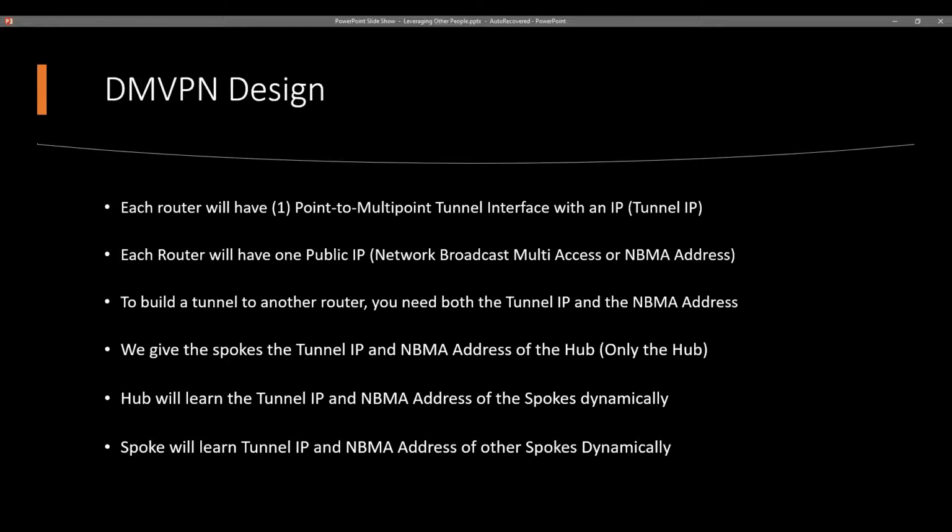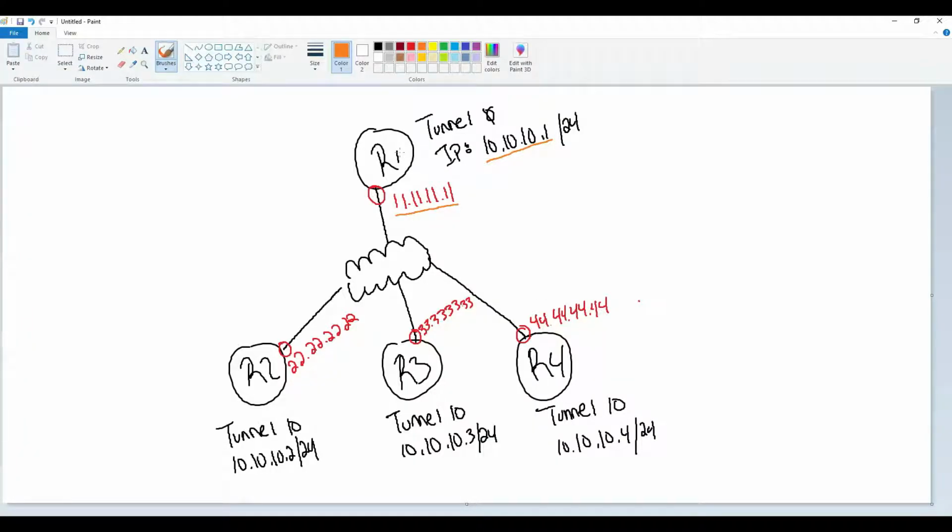Just like with the hub, we could provide the hub with the tunnel IP and NBMA address of the spokes, but we want the hub to learn this information dynamically. So for example, we're going to log into router 2 and say, hey router 2, the tunnel IP and NBMA address of router 1, who is the hub, this is his tunnel IP, this is his NBMA address. We're going to log into all the spokes and give them this information manually. But we're not going to do that on the hub. What we're going to do instead is have the spokes give this information to the hub so he can learn it dynamically.